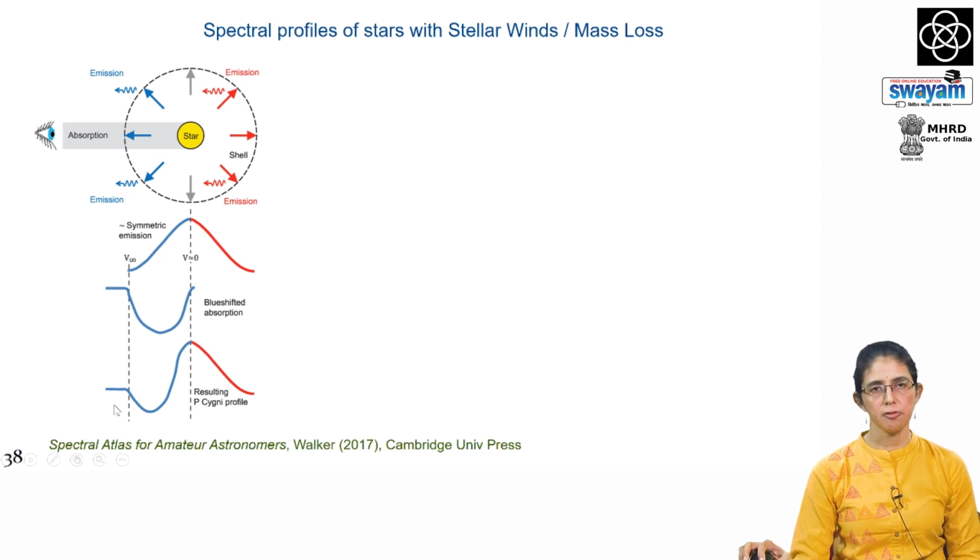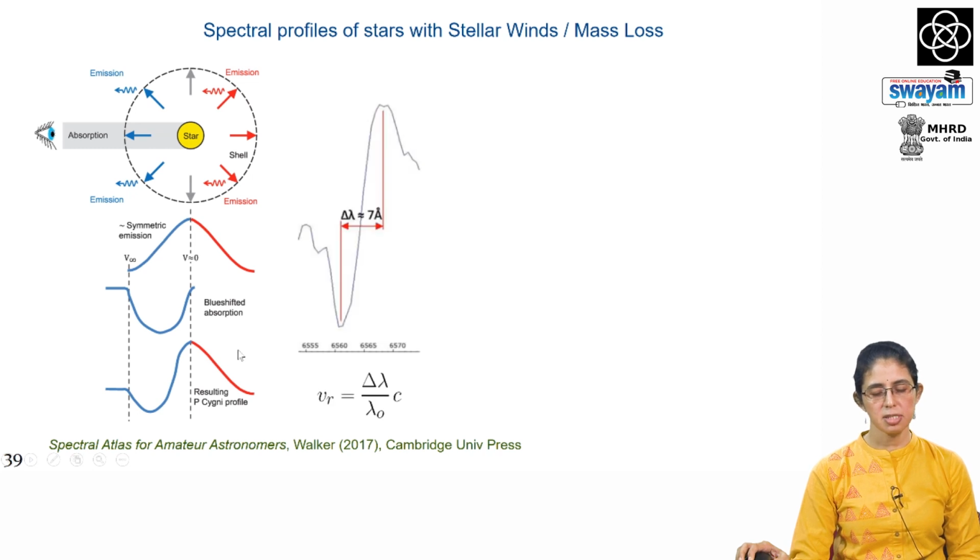This kind of profile is also known as a P Cygni profile, after the star P Cygni, whose spectra showed these kind of profiles. The wavelength difference between the maximum of the emission profile and the absorption profile gives us an estimate of the radial velocity of the stellar wind.